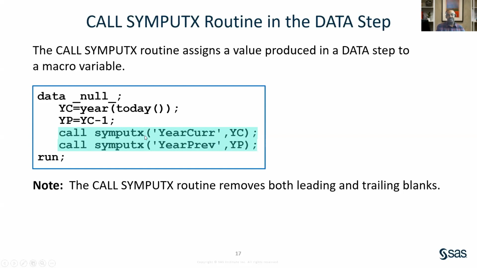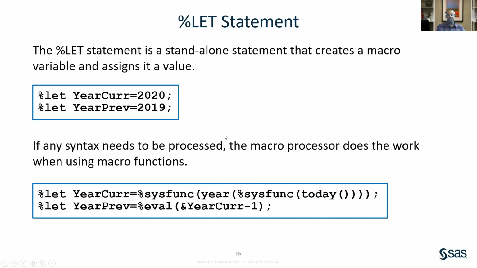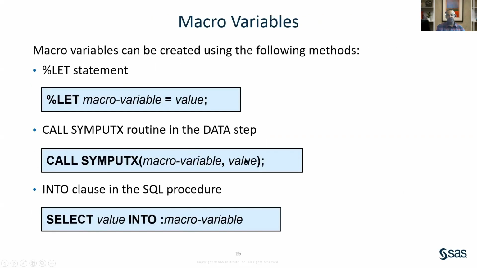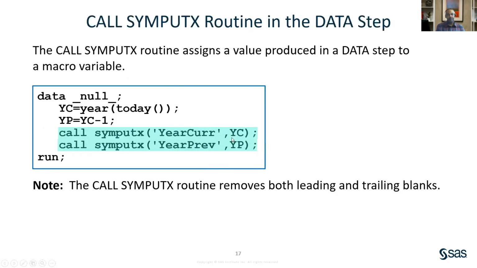So this is a new example in creating the same macro variables I created here, but I'm using CALL SYMPUTX to have it generated for me. Remember the syntax: the name is first, the value second. So I'm assigning YC to the macro variable called year, and the value of YP to the macro variable called year previous. Notice the name goes in quotation marks. The value in this instance will be a data set variable whose value is assigned to these macro variables respectively.